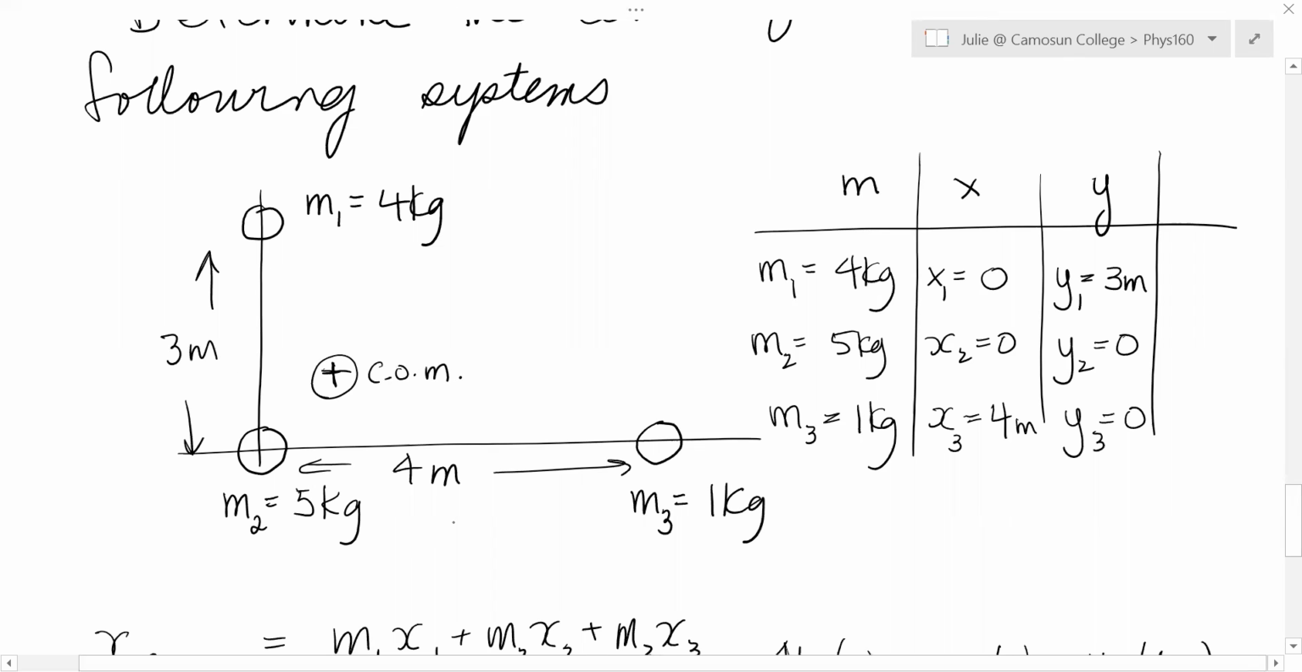Now, if these three masses were like glued onto a very thin metal sheet that didn't really have much mass at all or was just uniform, you could actually put a pen right here and balance those three masses.